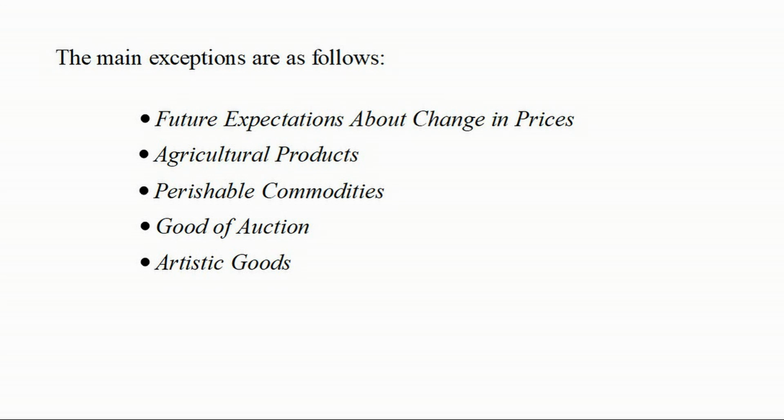Future expectation about change in price, agricultural product, perishable commodities, goods of auction, artistic goods are the cases that have a negatively sloped supply curve. Since it doesn't abide by or is not governed by the law of supply, there will be a negatively sloped supply curve. But there should be a positively sloped supply curve if it is governed by the law of supply.